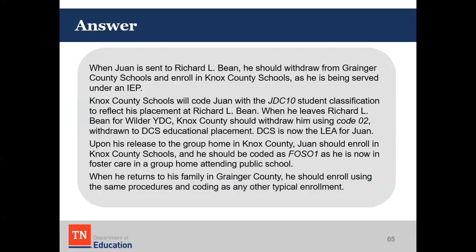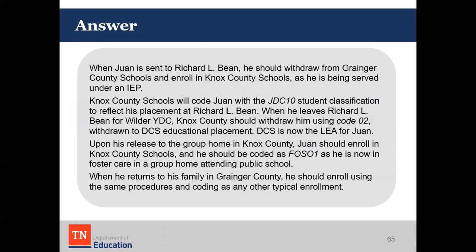So reviewing this scenario, when Juan is sent to Richard L. Bean, he should withdraw from Granger County Schools and enroll in Knox County Schools as he is being served under an IEP. Knox County Schools will code Juan with a JDC-10 student classification to reflect his placement at Richard L. Bean. When he leaves Richard L. Bean for Wilder YDC, Knox County should withdraw him using code 02, withdrawn to DCS educational placement. DCS is now the LEA for Juan.